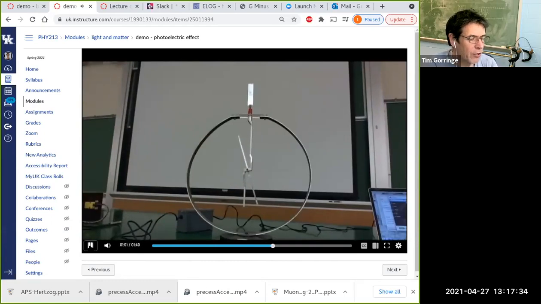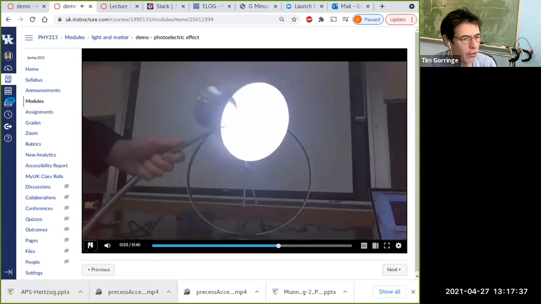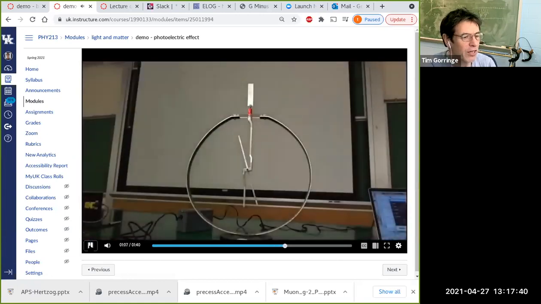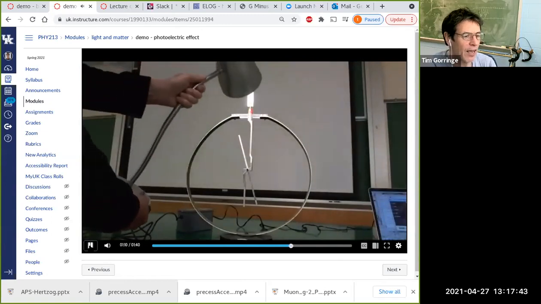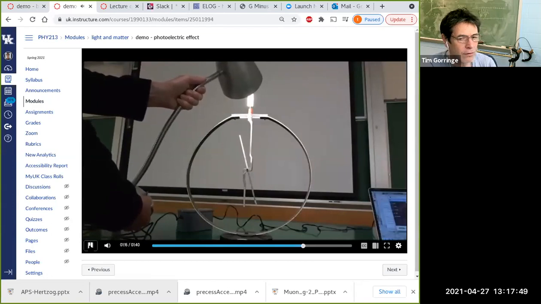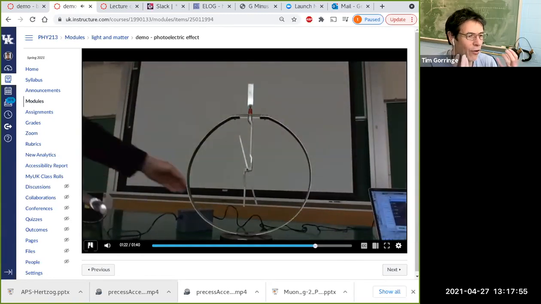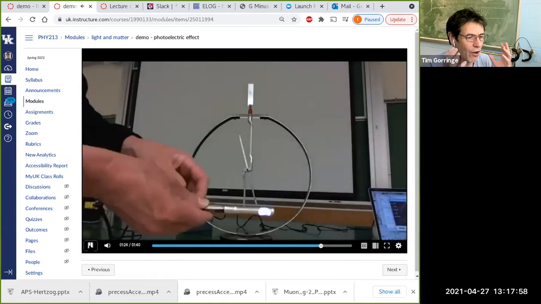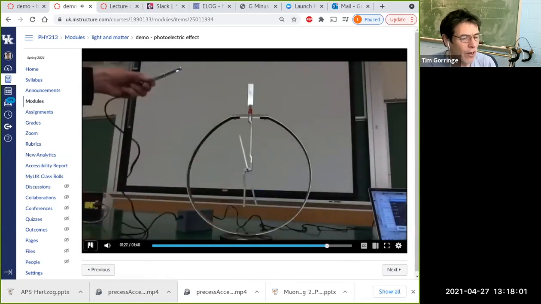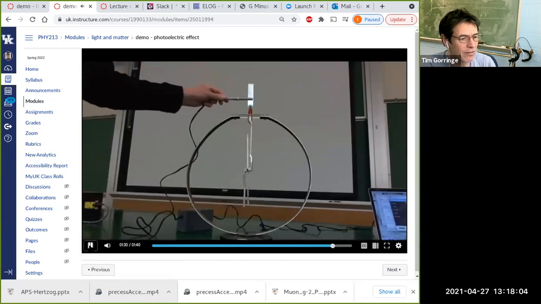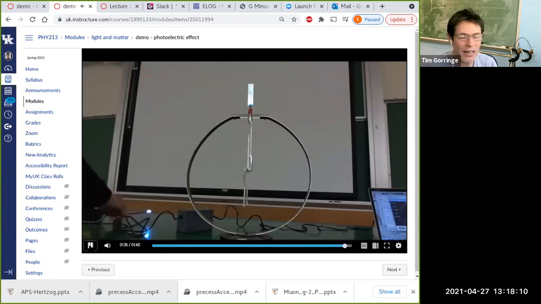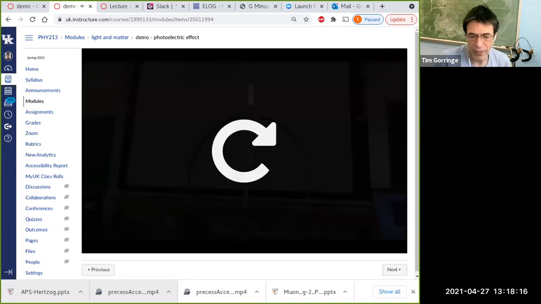And now I'm going to shine the ordinary light on the plate of the electroscope. Watch the arm. The arm is at an angle because it's charged. Nothing happens to the arm. So shining that visible light on the plate did nothing. Now I'm going to shine ultraviolet light on the plate. Watch this. It immediately discharges it. It immediately causes these electrons to jump off, leap off that plate. And that's the photoelectric effect.